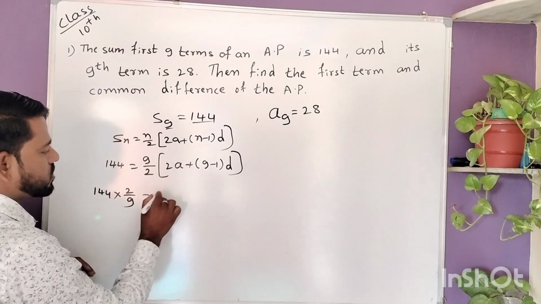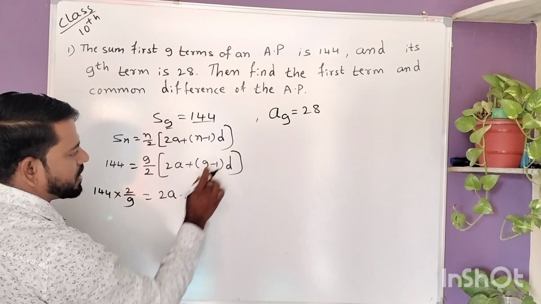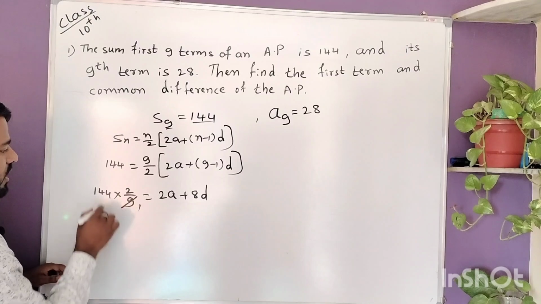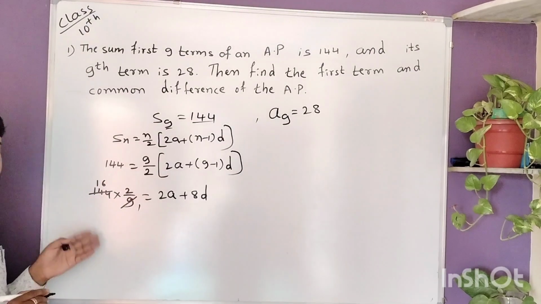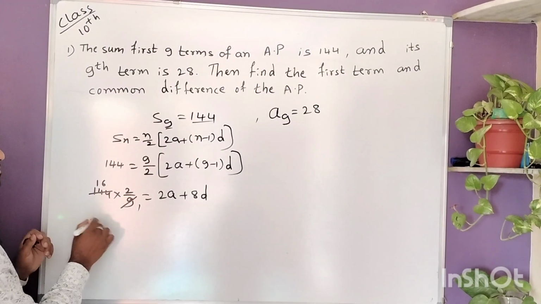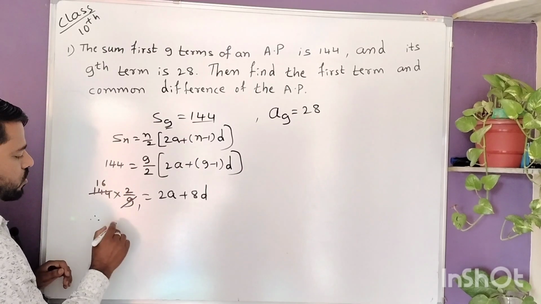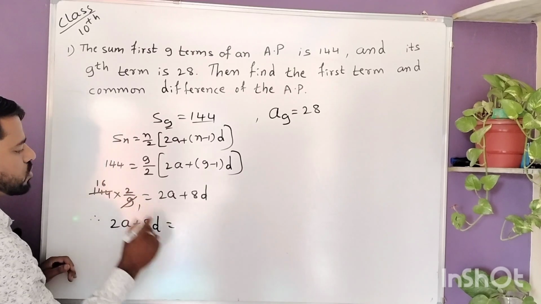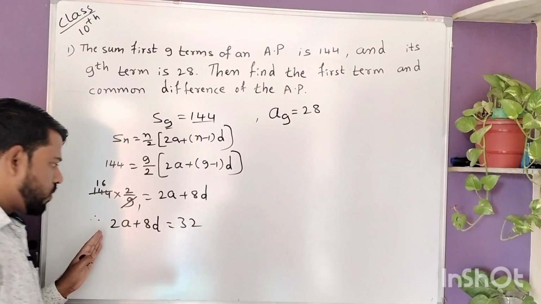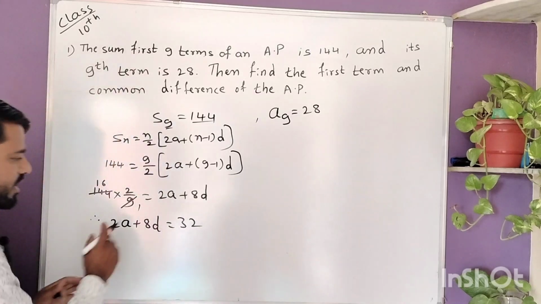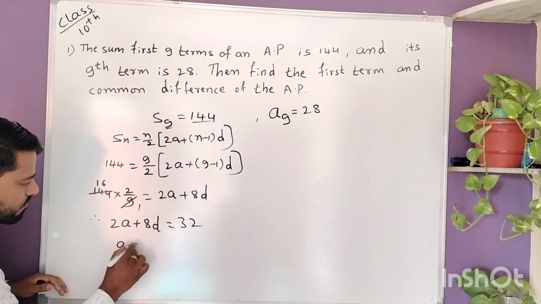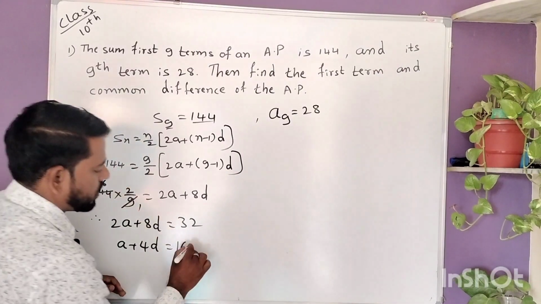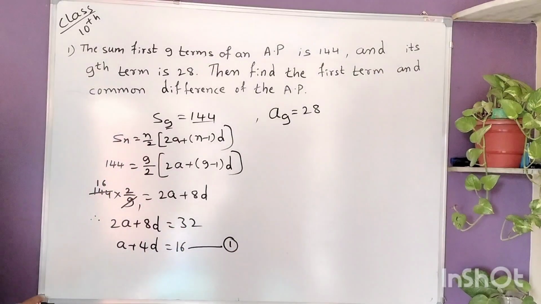So what will remain? 2a plus 9 minus 1 becomes 8, 8d. Now 9 ones are 9, 9 sixteens are 144, 16 nines are 144. Therefore 16 twos are 32. So you write in this way: 2a plus 8d equals 32. Now the whole equation is divisible by one number. I divide it by 2. 2 ones are 2, 2 fours are 8, 2 sixteens are 32. Now I call this equation 1.